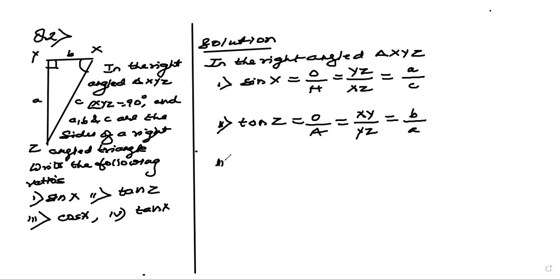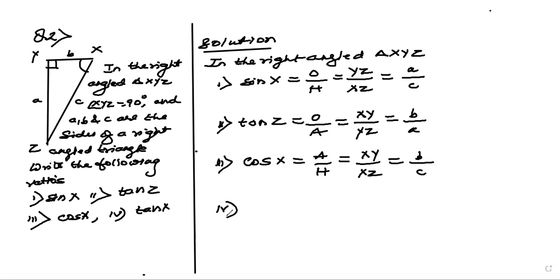Then children, we go to the third one, cos X, okay? Cos of X. Cos is what? Sine, cos, tan, OA. Cos is adjacent side upon hypotenuse, okay? Which is the adjacent side for angle X? Don't you agree? Angle X is contained by XY and XZ. XZ is the hypotenuse, XY is the adjacent side. So XY is B, children, and XZ is C. So this is the answer, children.